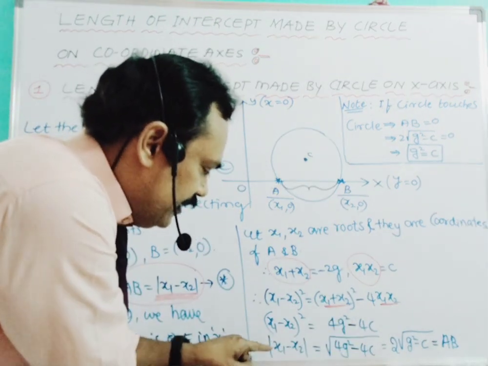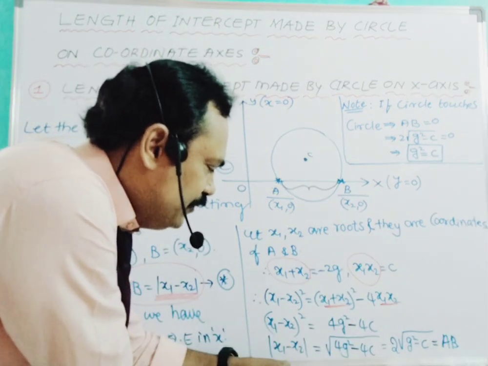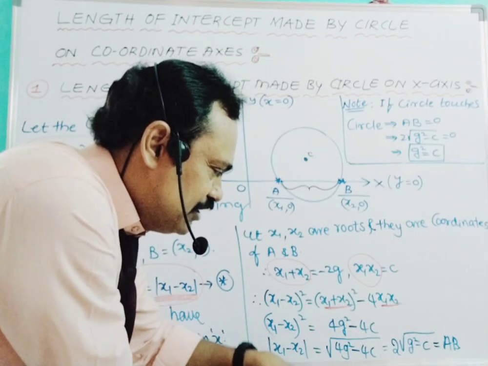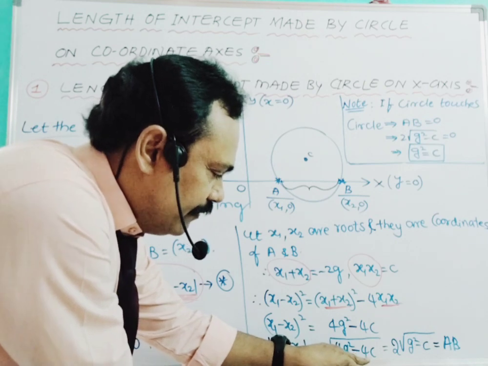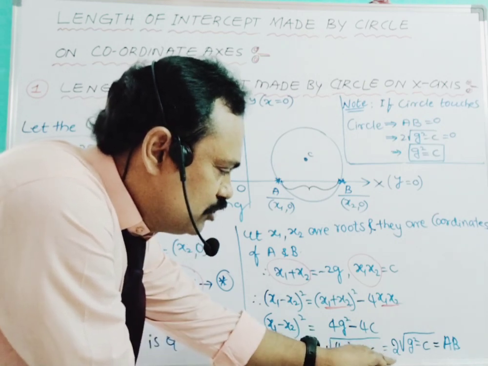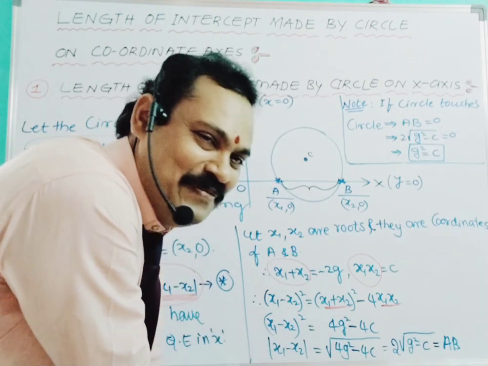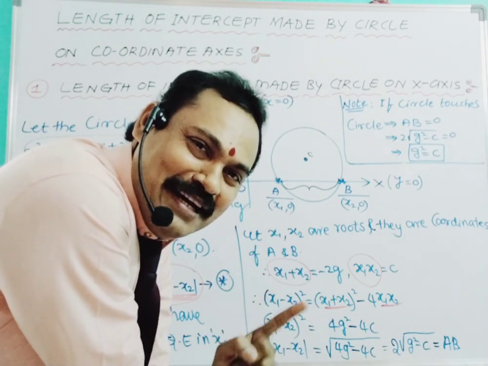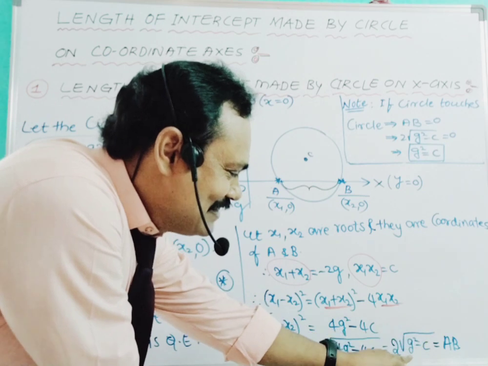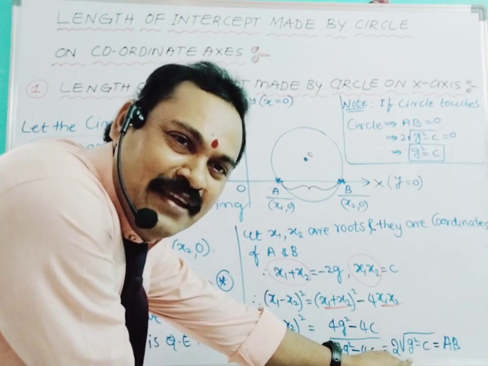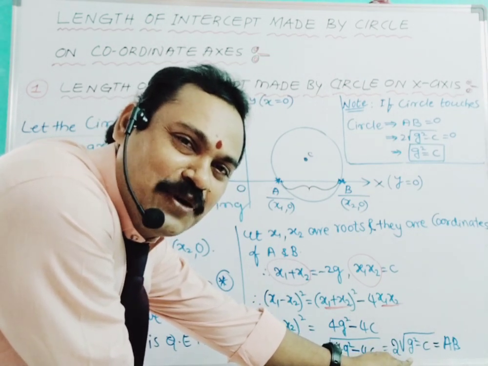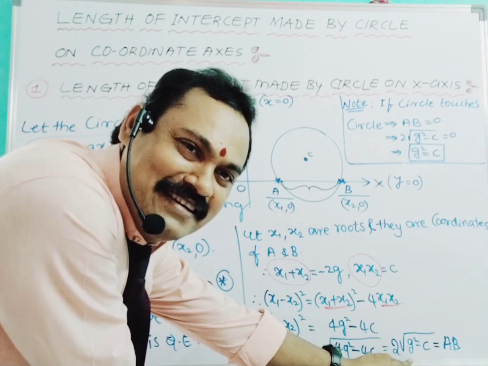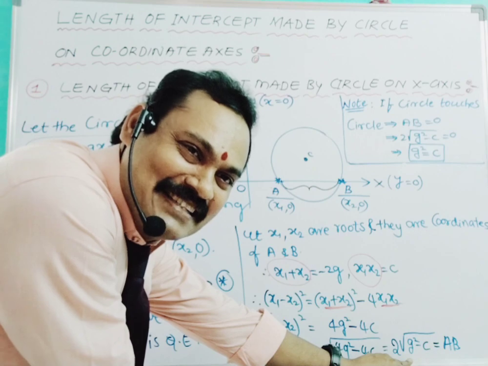So here I want only x1 minus x2. So the square root becomes under root 4g square minus 4c. If you take a 4 outside, it becomes 2 root over g square minus c. This is the length of the intercept made by the circle on x-axis. What is that? 2 root over g square minus c. This is the length of the intercept made by the circle on x-axis.